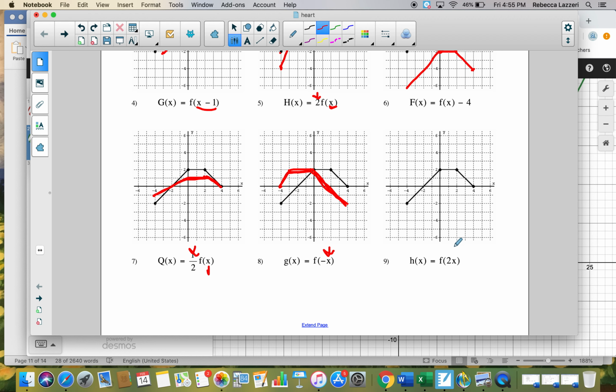This one, the 2 is paired with the x, so it causes a horizontal shrink. It looks like I should multiply my x's by 2, but I do the opposite and divide my x's by 2. 4 divided by 2 is 2. 2 divided by 2 is 1. 0 divided by 2 is 0. You see I'm taking the outside points. And across, -4 divided by 2 is -2. And so that should be straight across, down. And so it caused a horizontal shrink.